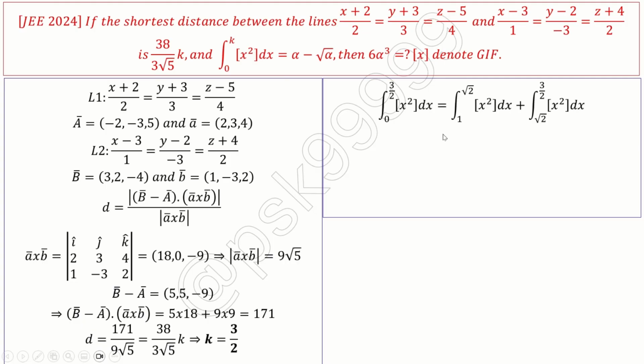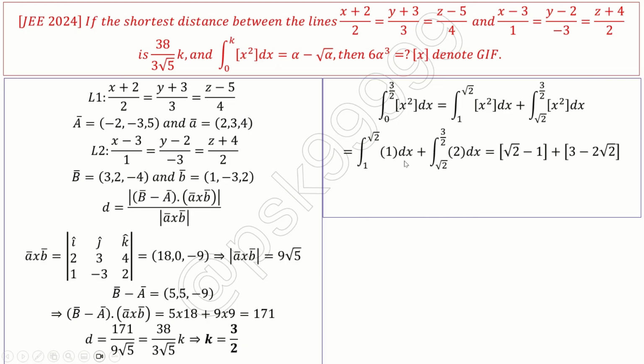Now all I need is the integration. Integration from 0 to 3/2 of [x²] dx. So I know this will change from 0 to 1, 1 to √2, √2 to 3/2. Correct? From 0 to 1, the greatest integer function is always 0, so I did not write it here. So integration from 1 to √2 of [x²] dx plus integration from √2 to 3/2 of [x²] dx.